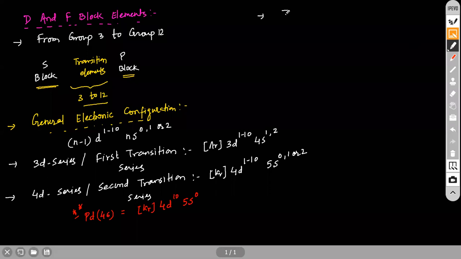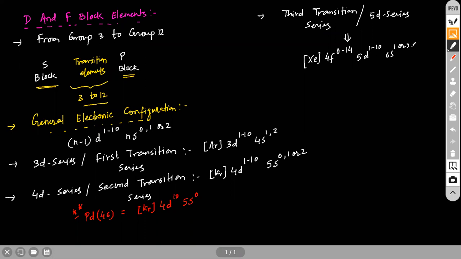The next one is the third transition series, which we also call the 5d series. For this, the electronic configuration is xenon, 4f 0 to 14, 5d 1 to 10, and 6s can have one or two electrons.